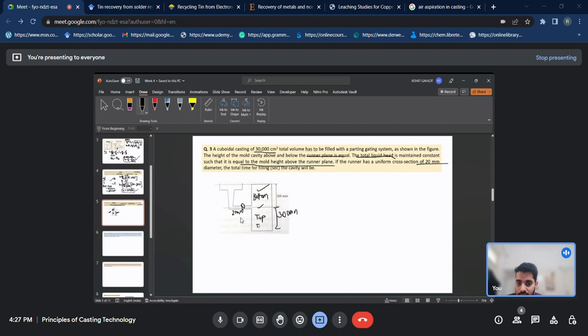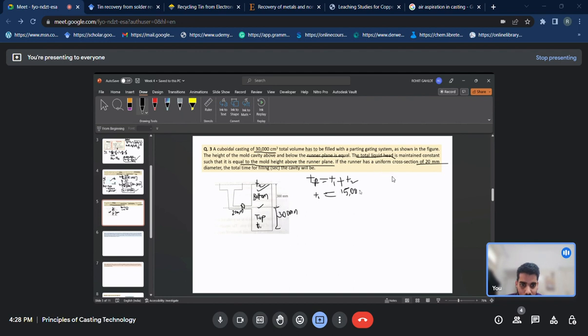So let's assume that the time to fill this is T1 and the time to fill this is T2. So the total filling time for this type of system will be T1 plus T2, where T1 is for the top gating system and T2 is for the bottom gating system. So this we need to calculate. For the top gating system we have already calculated. As the volume is 30,000 centimeter cube, this will be 15,000, and the above one will also be 15,000.